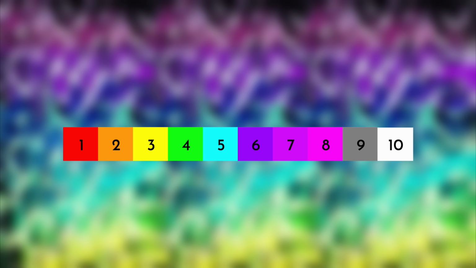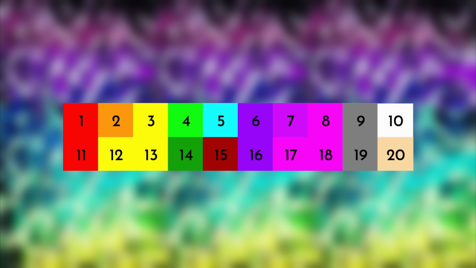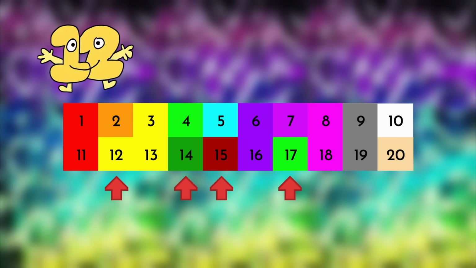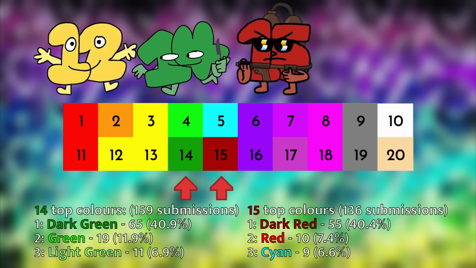Here are all of the most chosen colors from 1 to 10, and here are all of the most chosen colors from 11 to 20. 5 of these numbers, 11, 13, 16, 18, and 19, match the individual color of the ones digit, but the other ones, 12, 14, 15, and 17, do not. For 12, 14, and 15, the BFDI submissions directly caused this, with 14 and 15 being especially high on dark green and dark red respectively. Over 40% of people gave dark green to 14 and dark red to 15.